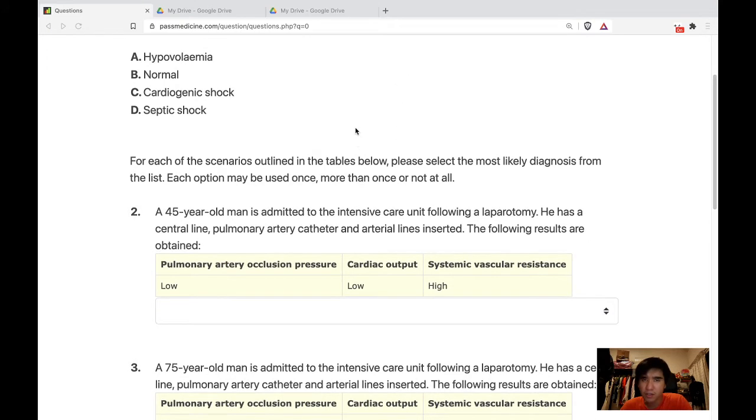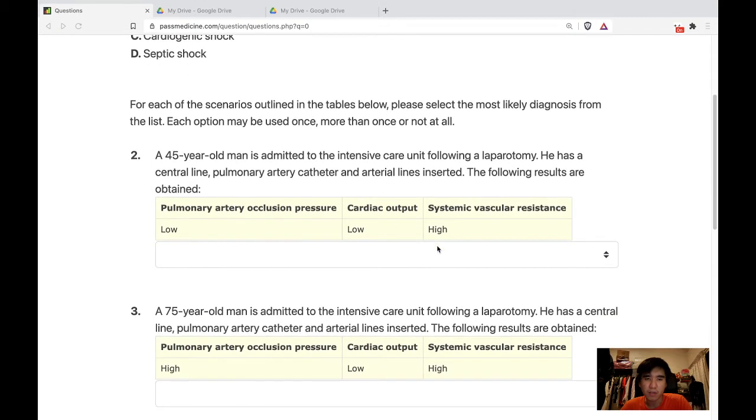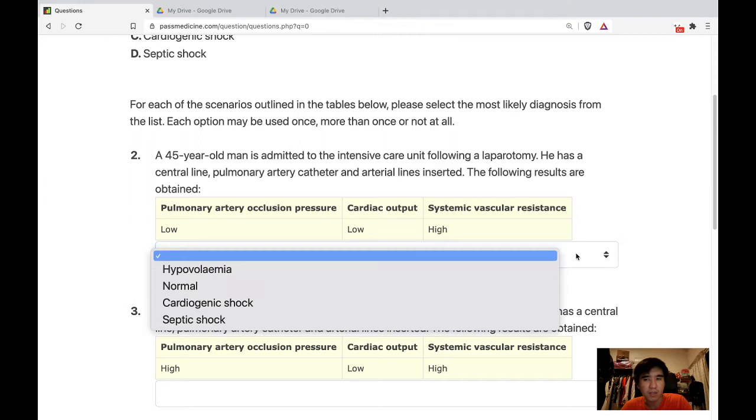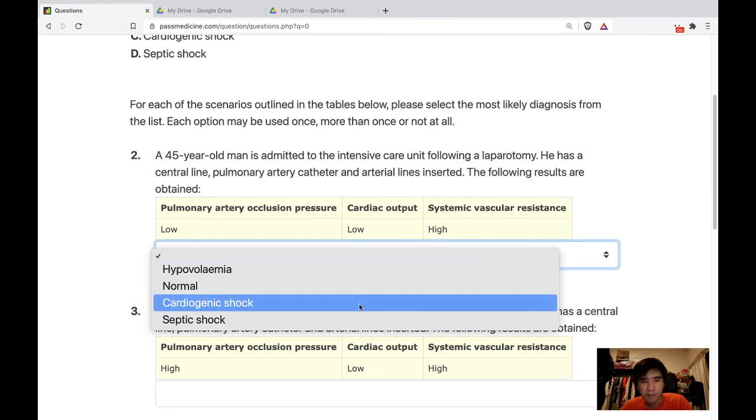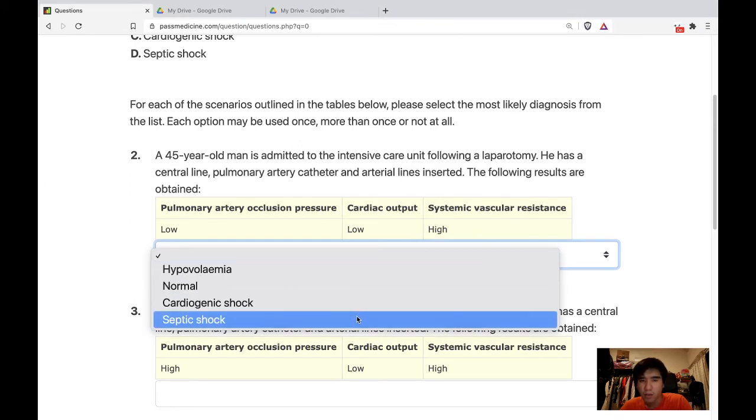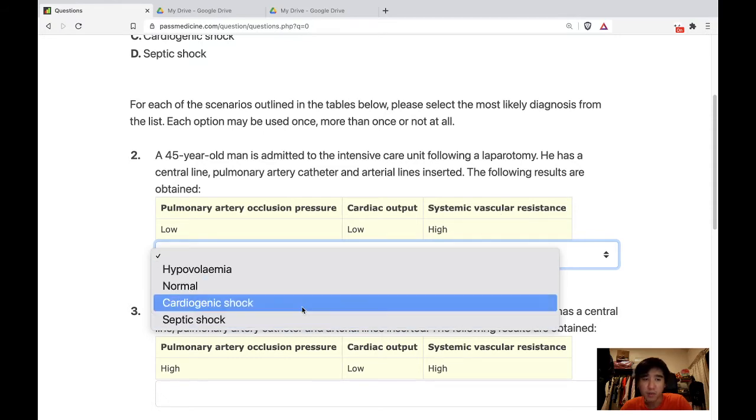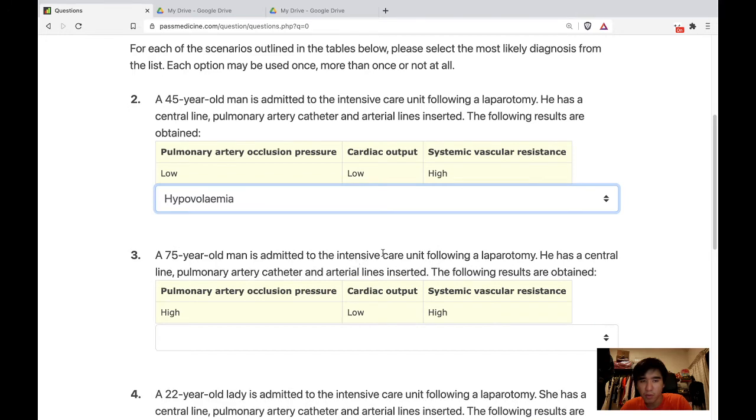Yeah, let's just try and find out where exactly pulmonary artery occlusion pressure is measured so we can interpret these things better, or maybe after we've answered everything. Yeah, after we answer everything. Otherwise, okay, septic shock is definitely not the answer because systemic vascular resistance in septic shock is low because of the vasodilation. So I'm going to answer hypovolemia for this one.